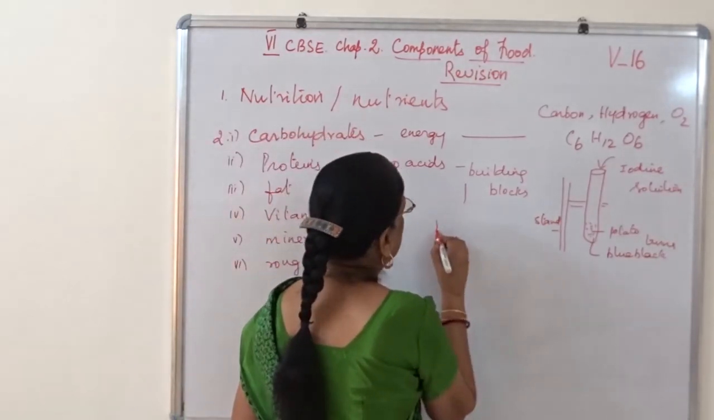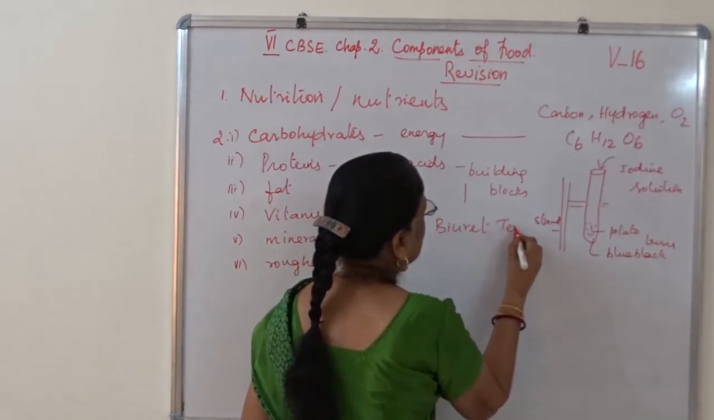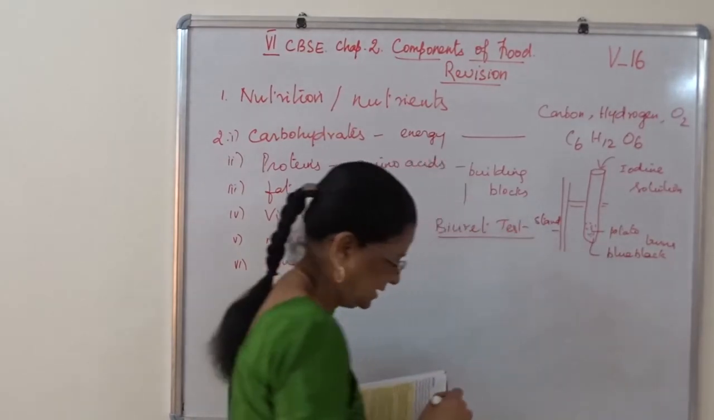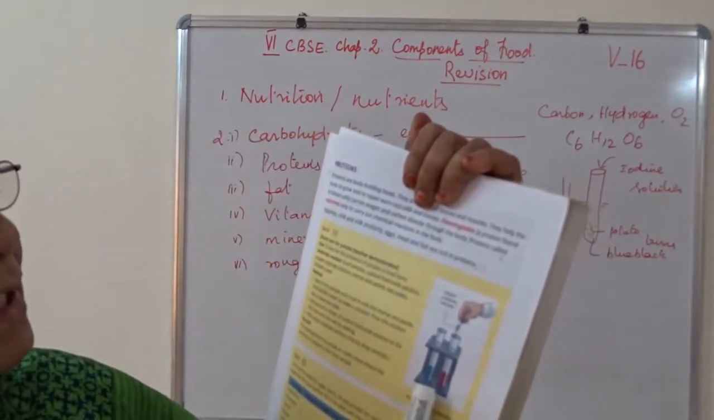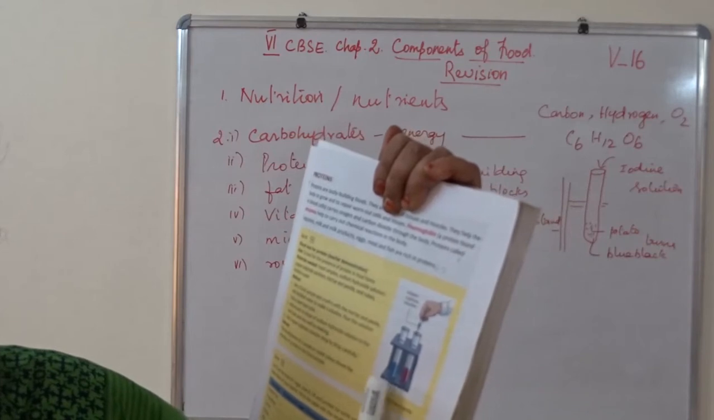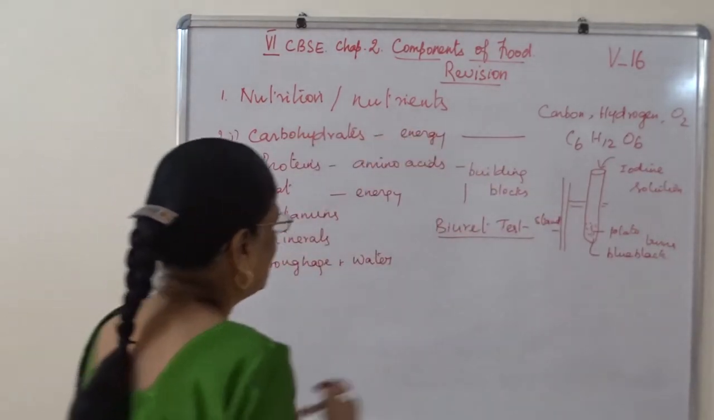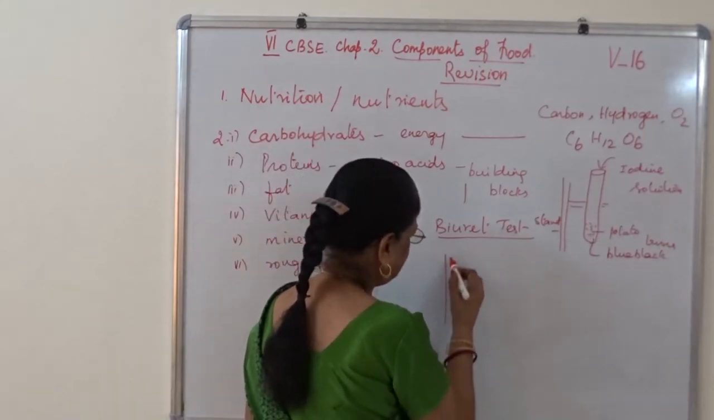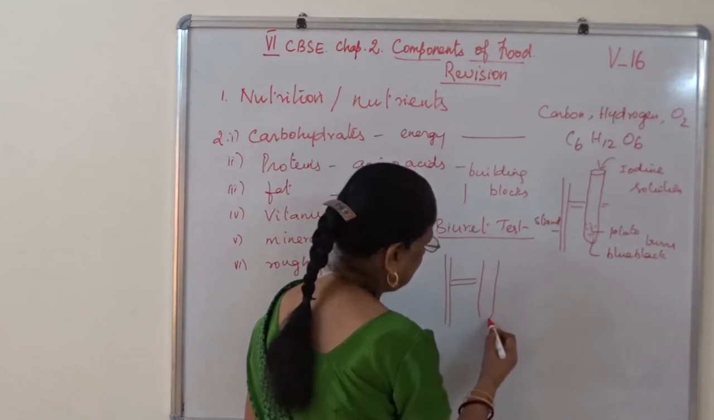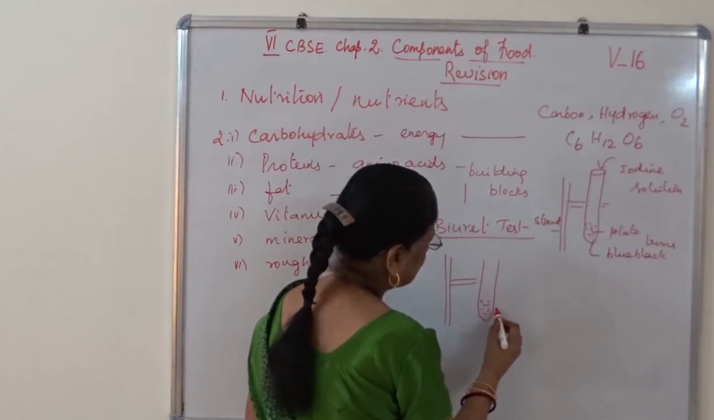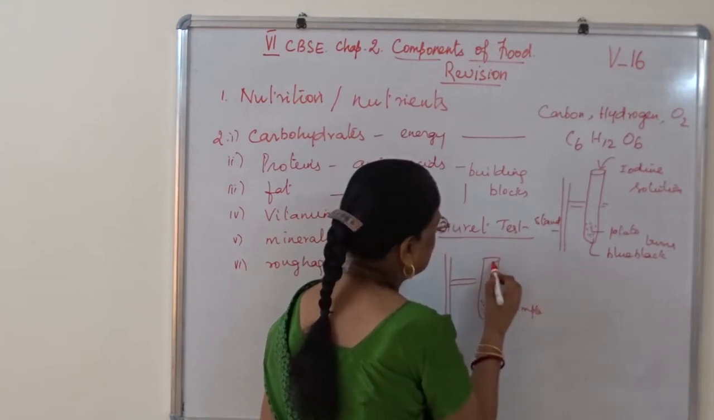Now, the test to check the presence of protein is called the biuret test. This is the test for protein. First, you take a sample. You take a protein sample, a food sample, in the test tube.